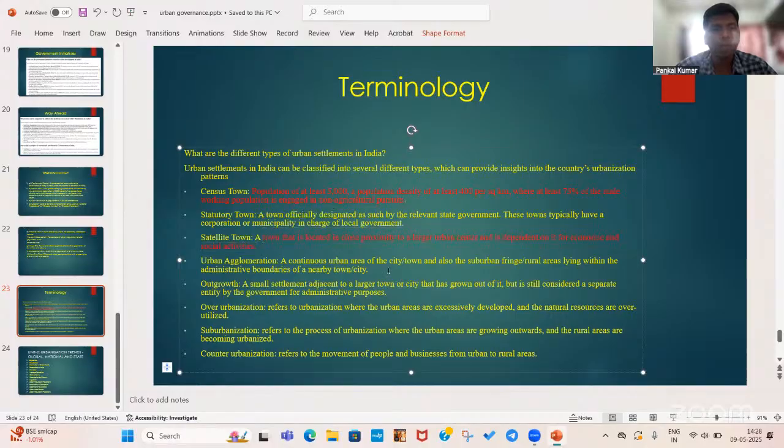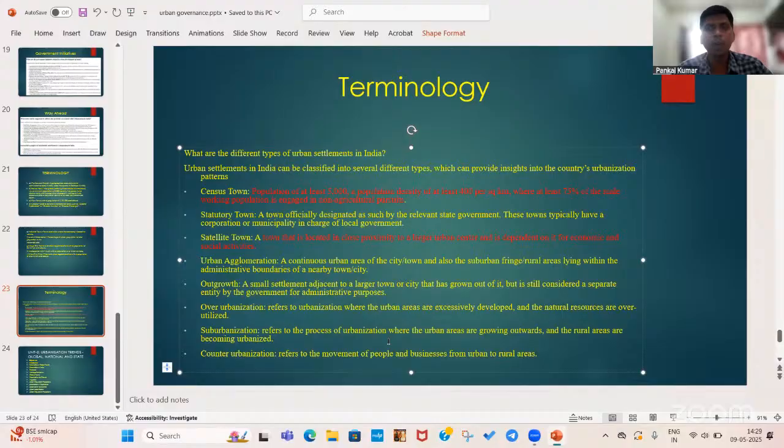Okay. Then comes urban agglomeration, a continuous urban area of the city, town, and also the suburban fringe rural areas lying within the administrative boundaries of a nearby town or city is called urban agglomeration. Then comes outgrowth, a small settlement which is adjacent to a large town or city that has grown out of it. But it is still considered a separate entity by the government for administrative purposes. It is called outgrowth. Then over urbanization. It refers to urbanization where the urban areas are excessively developed and the natural resources are overutilized. That is called over urbanization.